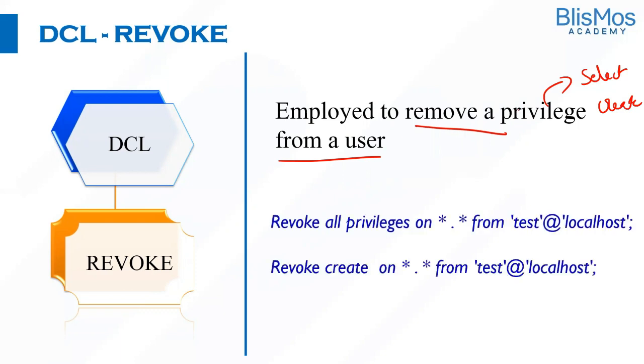How do we use it? Very simple. Instead of grant, you say revoke, and all other things remain the same. All means all privileges on all the databases and all the tables from the test user, which is on a local host. In this case, we are only revoking the create. All other permissions will be left intact.